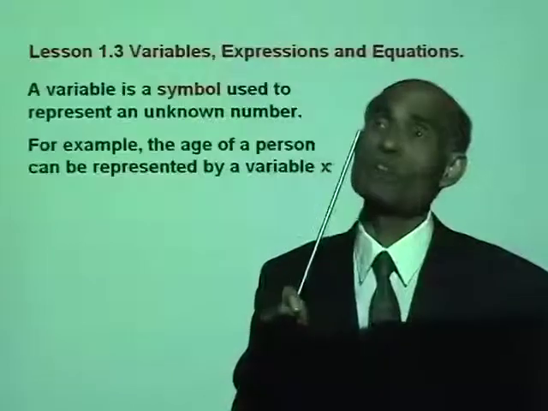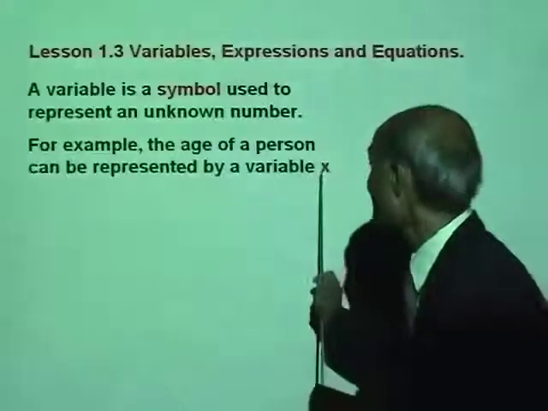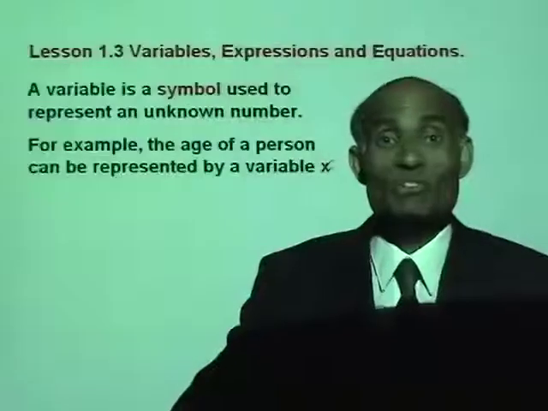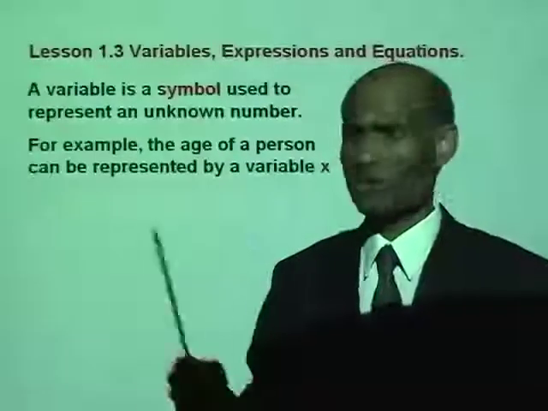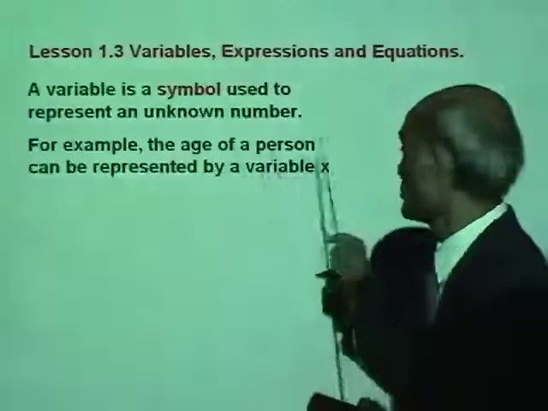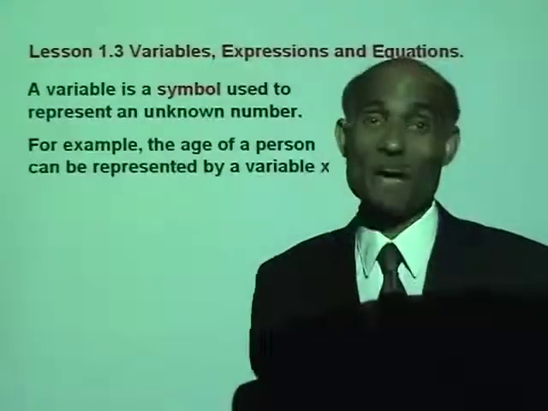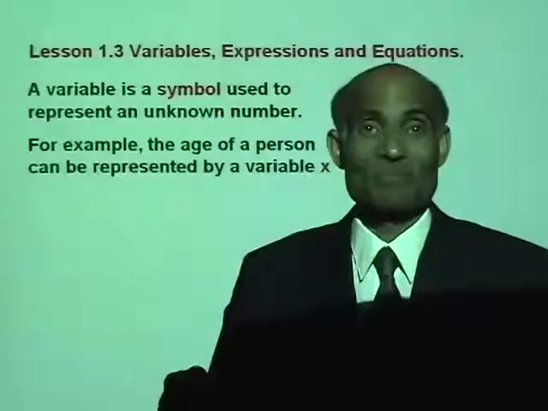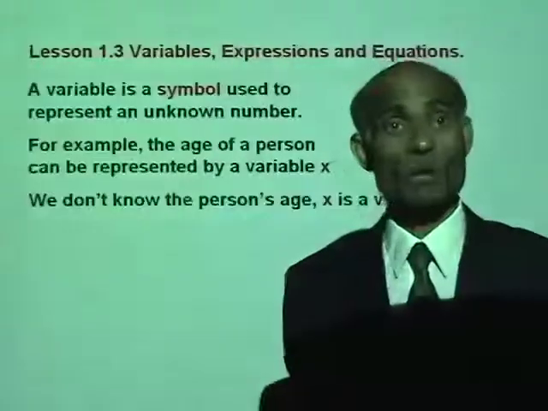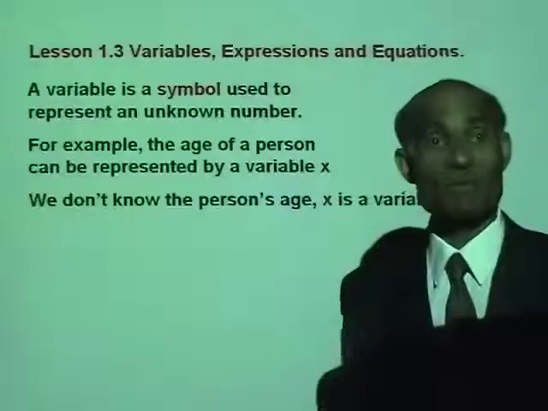Well, I make a guess. I think he is 55 years old. I am assigning a value for X. In such a case, I am saying that X equal to 54. Somebody else says, no, he's only 32 years old. That means you are assigning a value 32 for that X. Now, why is it called a variable? A variable can have any value. Alright, we don't know the person's age, so X we call a variable.